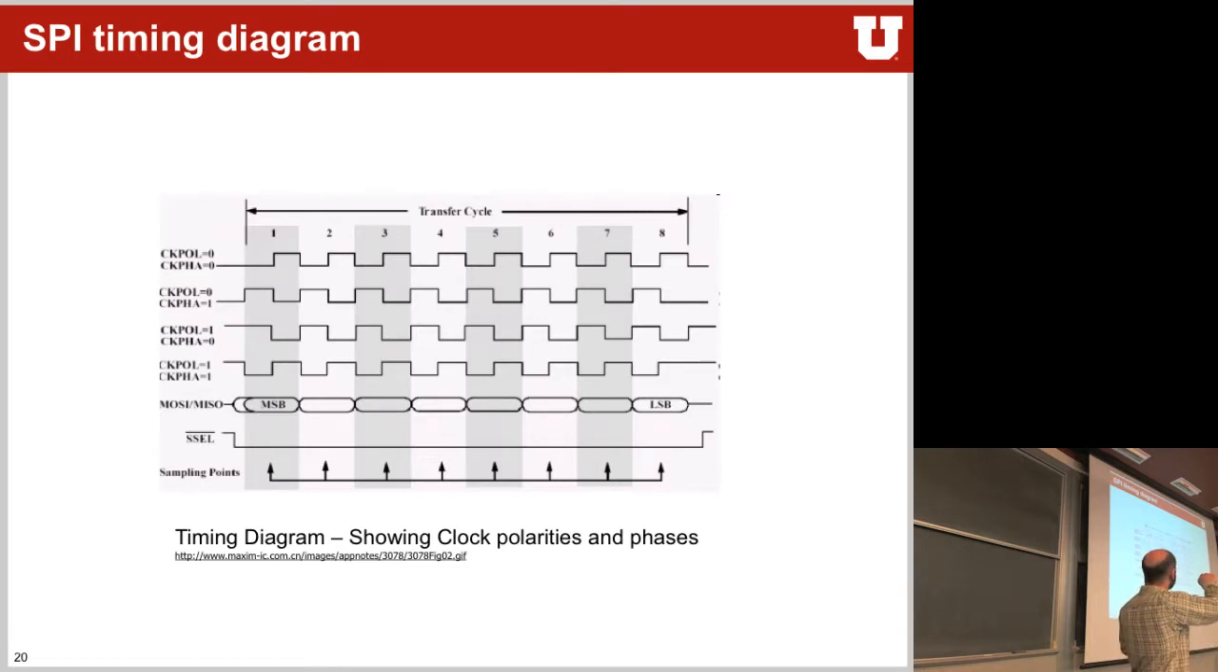Now you can have both of these systems and just flip them around in polarity. Passive high, reading on the falling edge, or passive high, reading on the rising edge. So these are the four different clock modes that exist in SPI devices.